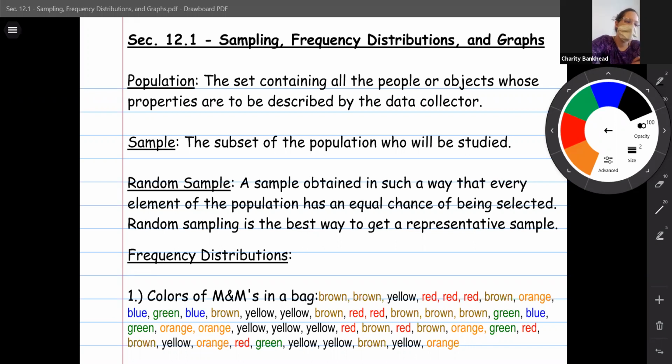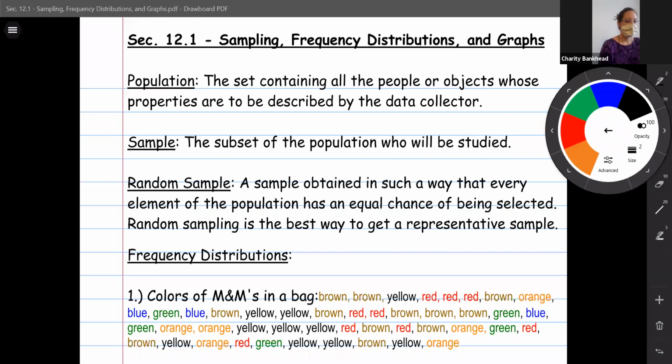And then you have the sample, which is a subset of the population, the ones that you're actually going to study. So if our population was all the students of Weatherford College, we could have a sample that was just the ones that are in this class. That could be a sample. Or if your population was all bottles of Coke, then your sample could be all the ones at your local Walmart, for example.